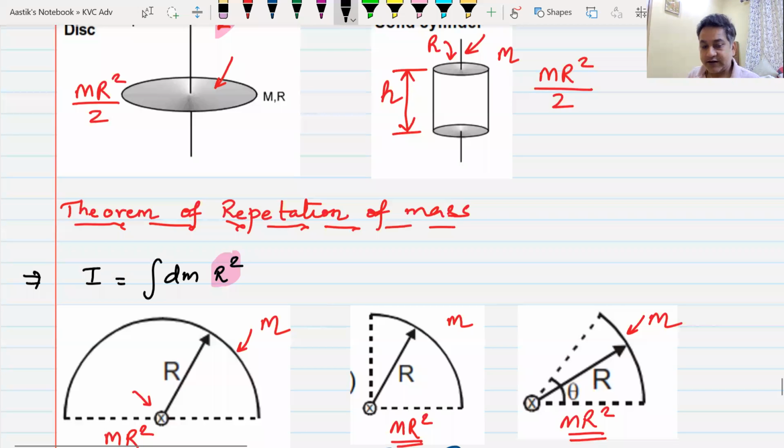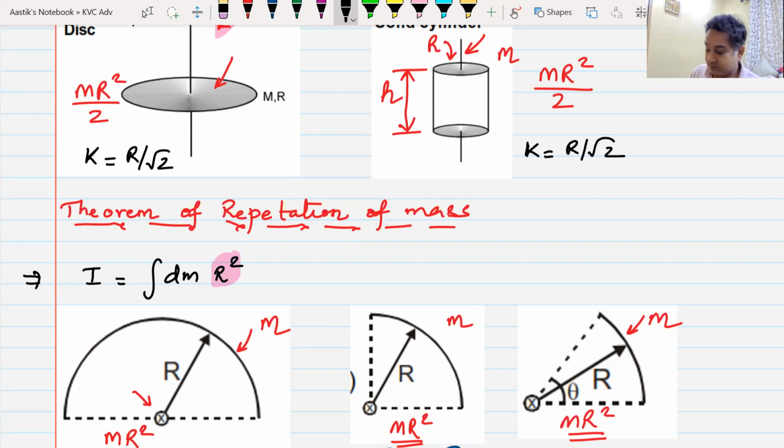What is the radius of gyration of this disc? R by root 2. Solid cylinder. It is also R by root 2, sir. This ring portion, what is the radius of gyration for this? R, sir. For this? R. For this? R.